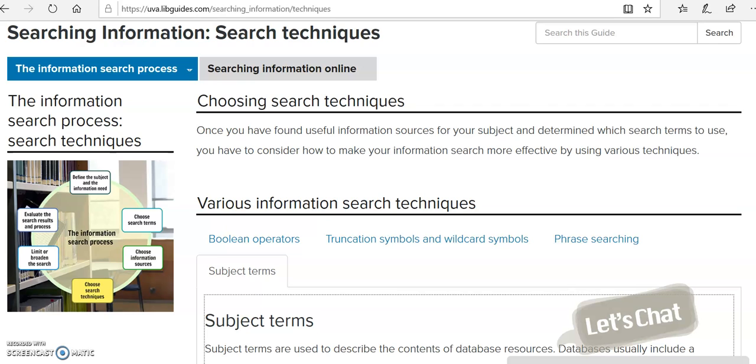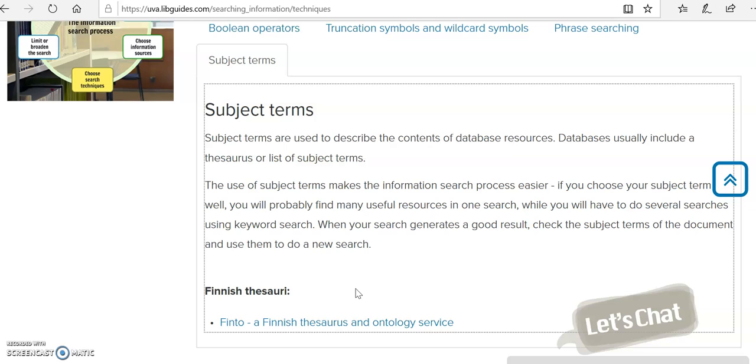Once you have found useful information sources for your subject and determined which search term to use, you have to consider how to make your information search more effective by using different techniques. Just to remind you, subject terms are used to describe the contents of database resources. Databases usually include a thesaurus or list of subject terms. It's important to use the same subject terms as the databases in order to get better search results.